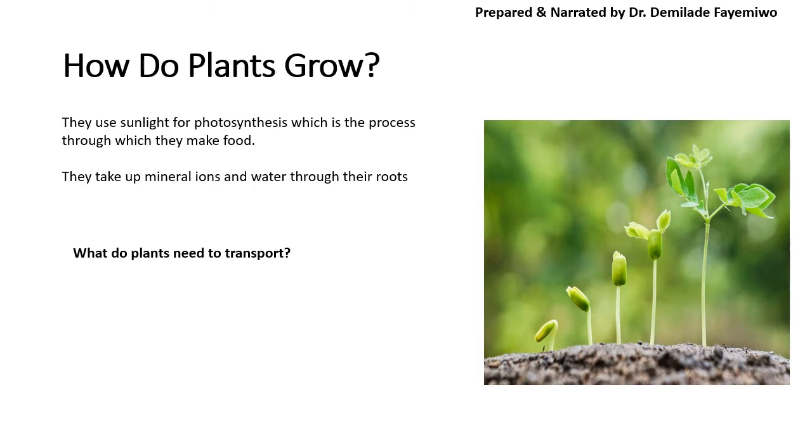In the same way, when plants make their food, they also need to distribute this food, which we call nutrients, or you can just say sugars. They need to distribute the sugars to other parts of the plant. And so what plants need to transport are water, organic and inorganic nutrients, as well as their hormones. Yes, that's true. Plants have hormones.